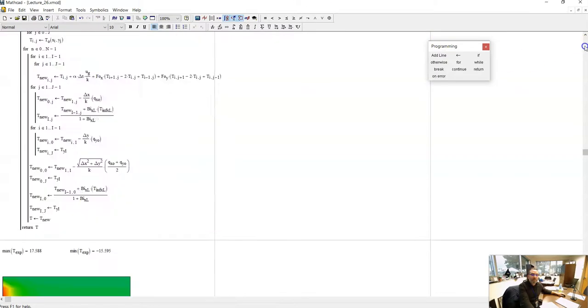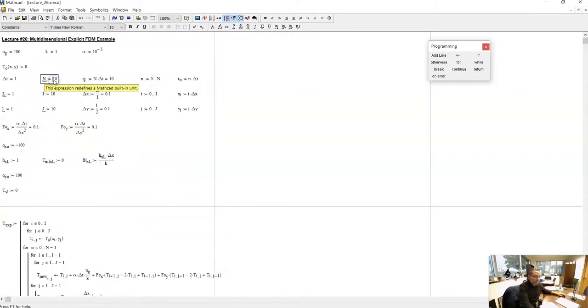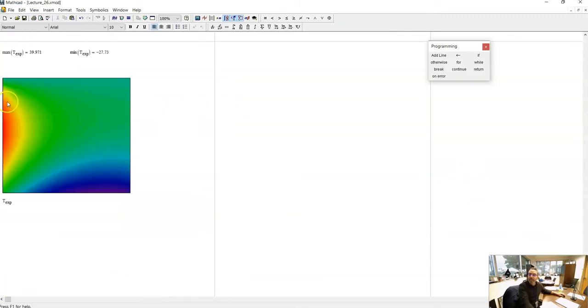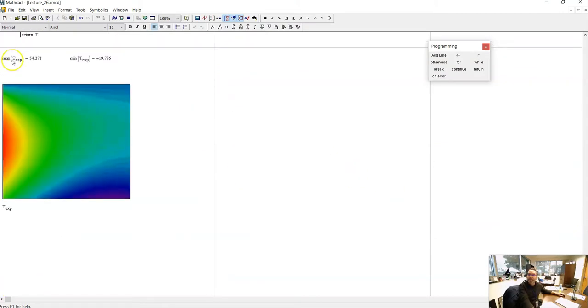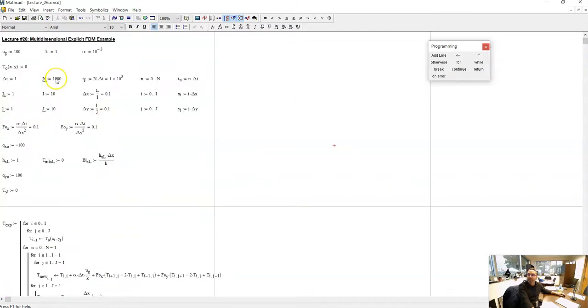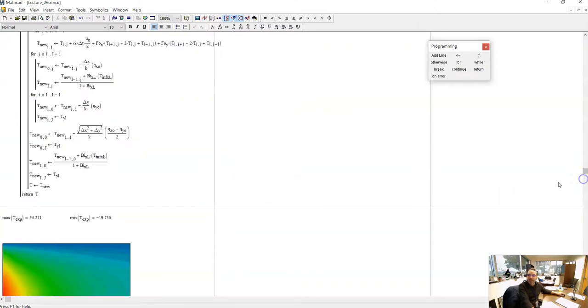If I do this after 100 seconds, then the heating wave has penetrated a little bit more, and the cooling wave has penetrated a little bit more, but you see the maximum temperature is 39.9 and the minimum temperature is minus 27. If I keep advancing in time, then the maximum temperature is 54 and the minimum temperature is minus 19.75. So let's see what happens after 5,000 seconds. So what numbers do we have there? Let me go back. 54 and minus 19.